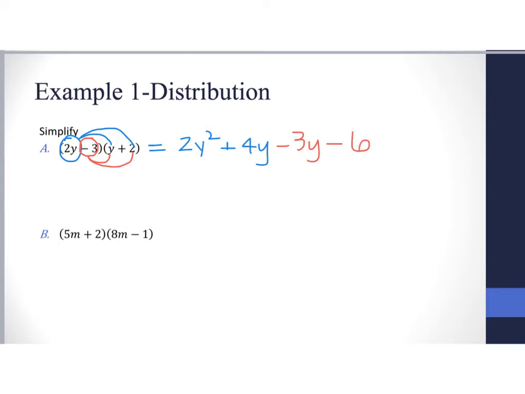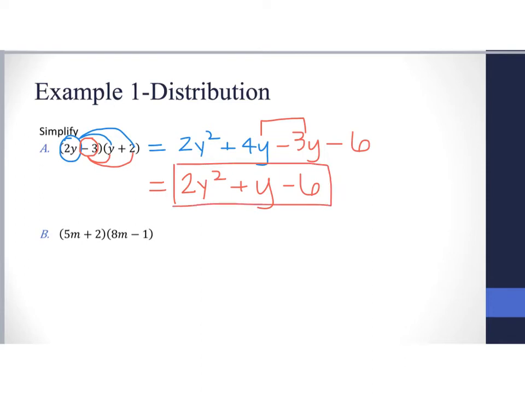So now all I have to do is collect my like terms and simplify. So I have 2y squared. There are no other y squared terms. I do have a 4y and a negative 3y. So 4y minus 3y is going to give me a positive 1y, and then I have minus 6. So this right here is what I get when I multiply 2y minus 3 by the binomial y plus 2.